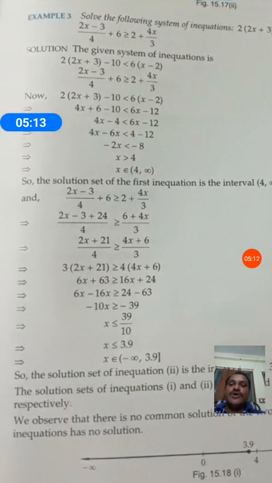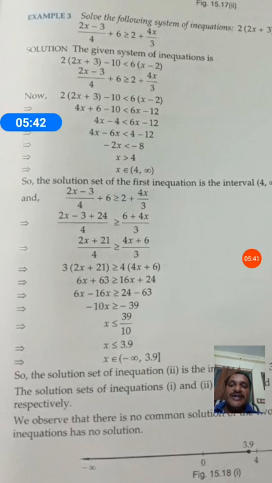Now 2 into (2x + 3) − 10 < 6 times (x − 2). You just multiply it, then you will get 4x + 6 − 10 < 6x − 12. Now 4x − 4 < 6x − 12. Now 4x − 6x: you transfer 6x to the left side, and −4 to the right side. Then 4x − 6x becomes −2x < −8.